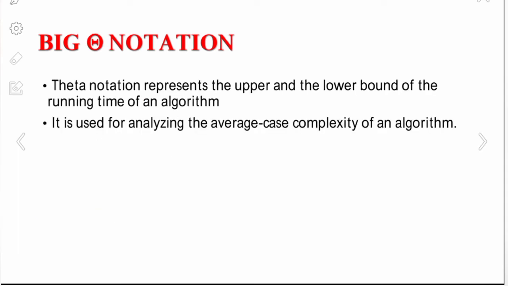So next one is the big theta notation. Theta notation represents the upper and the lower bound of the running time of an algorithm. So big theta notation is going to consider both the upper bound and lower bound of an algorithm. It is used for analyzing the average case complexity of an algorithm. In the case of the big O notation we are considering the worst case, and in the big omega notation we are considering the best case. This is going to consider the average time taken by an algorithm, so it will consider both the upper bound and the lower bound.